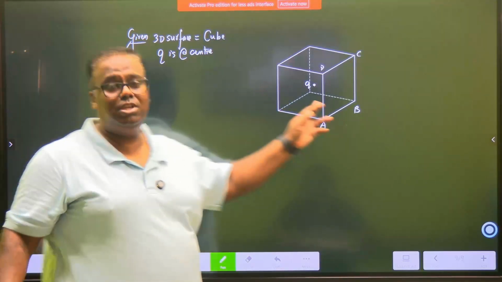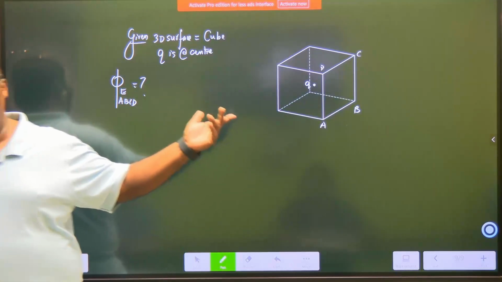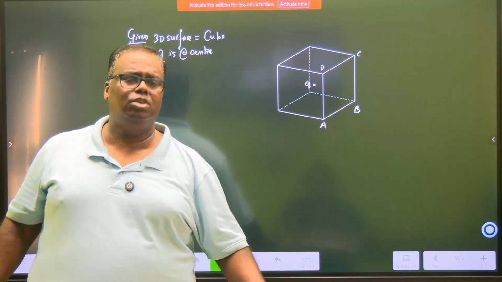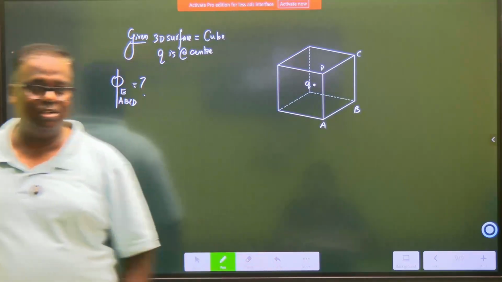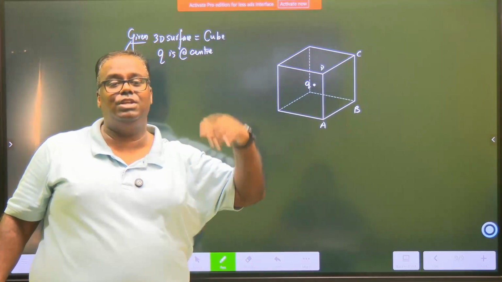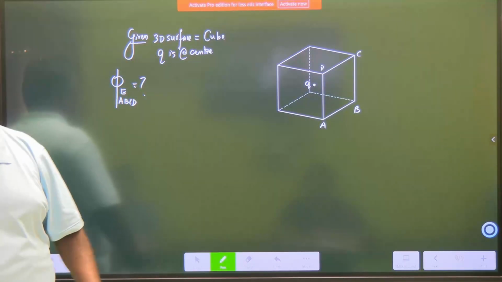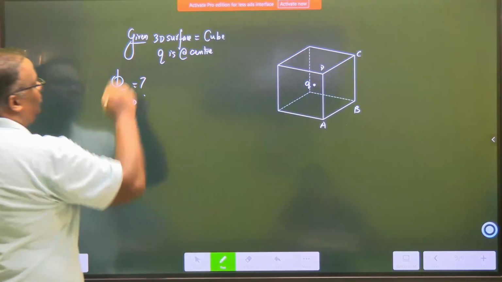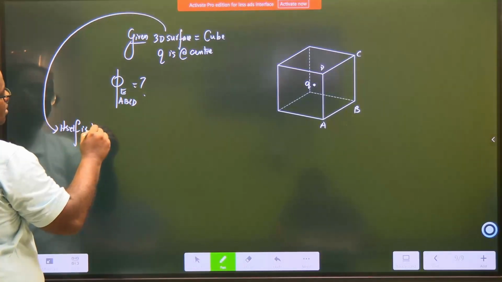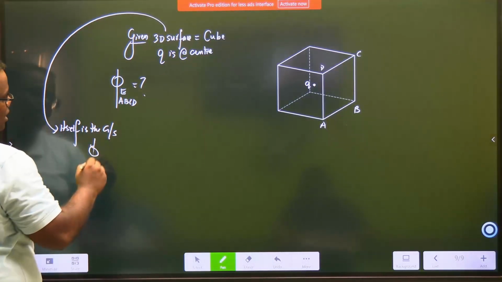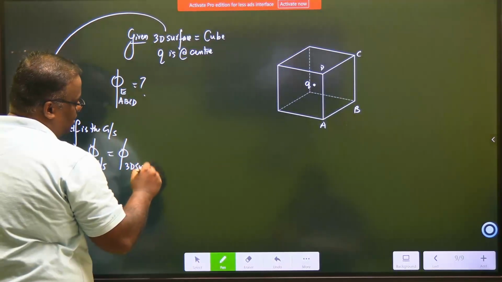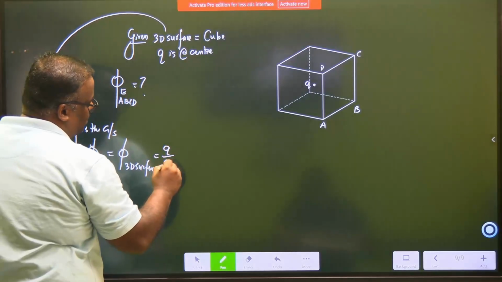Now, can I consider my cube as the Gaussian surface? Yes. The 3D object itself is the Gaussian surface. How much is the flux? Q by epsilon naught. But I am asked to find out the flux through ABCD. How much is ABCD of the Gaussian surface? 1/6. So here I can say this 3D surface itself is the Gaussian surface. So phi through the Gaussian surface is the same as phi through the 3D surface, and this is equal to Q by epsilon naught.